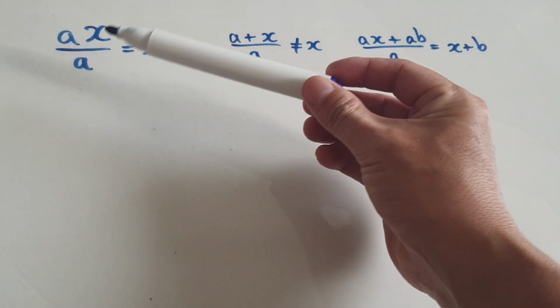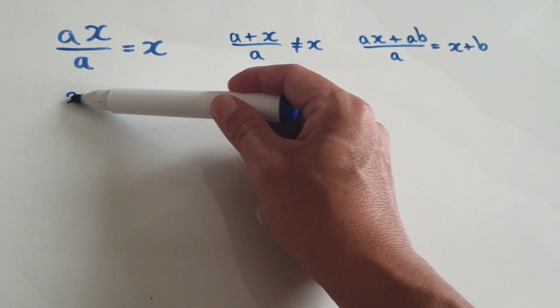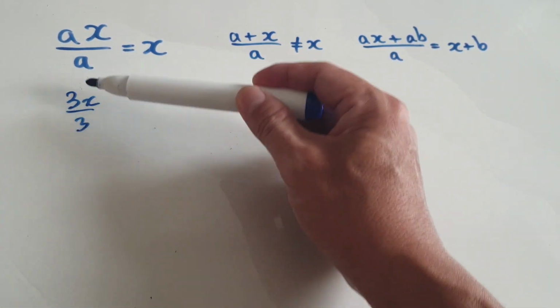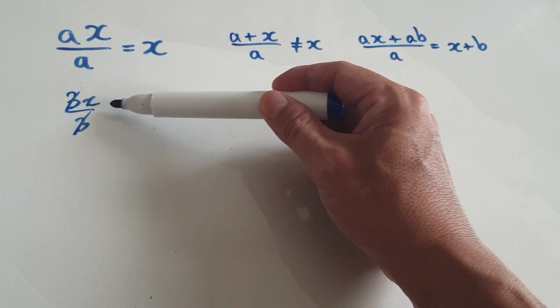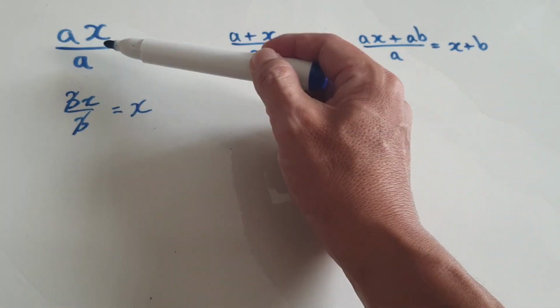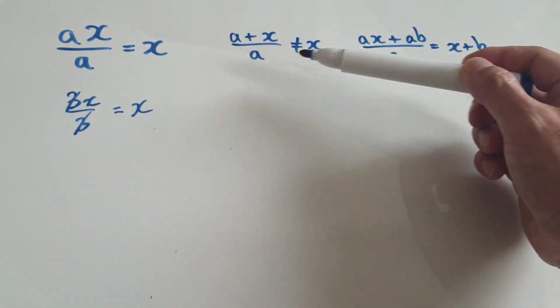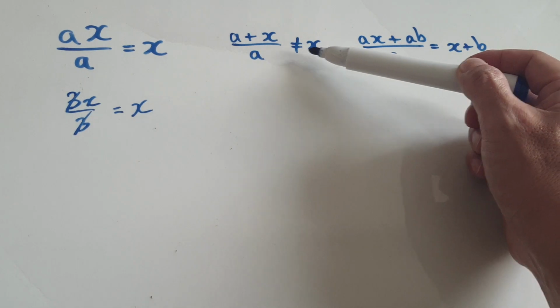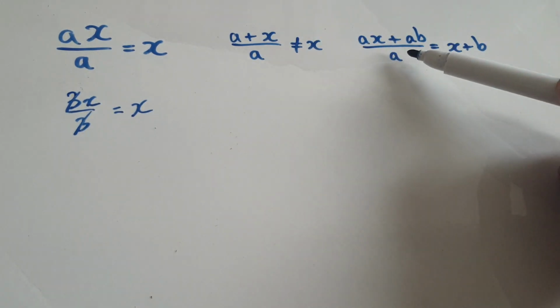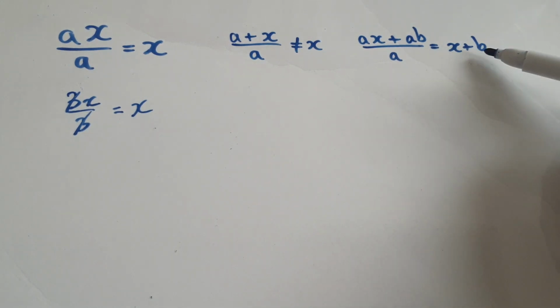Let's try and understand why it is that when these two are the same, you can just cross them out. So for example, if you have 3x over 3, you can just cross out the 3's to give you x. We need to understand why you can do it with this one, but you can't do it with this one. You can't just simply cross out the a and then it becomes x. You can't do that. For this one here, this complicated thing is actually the same as x plus b. We need to understand why.